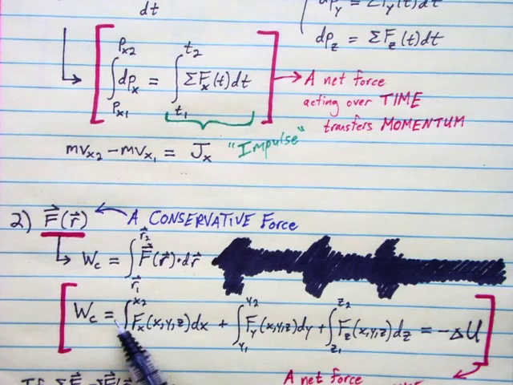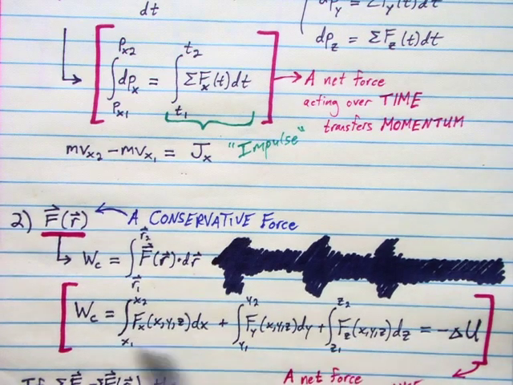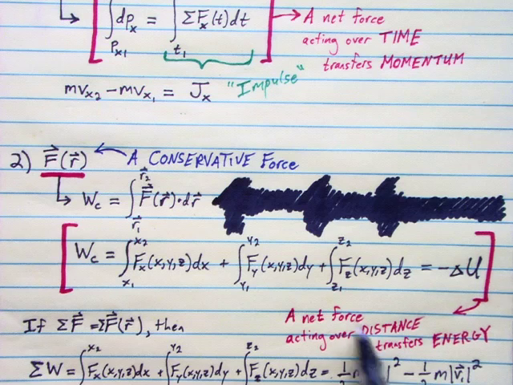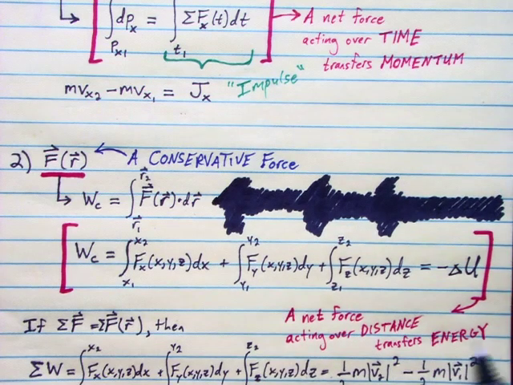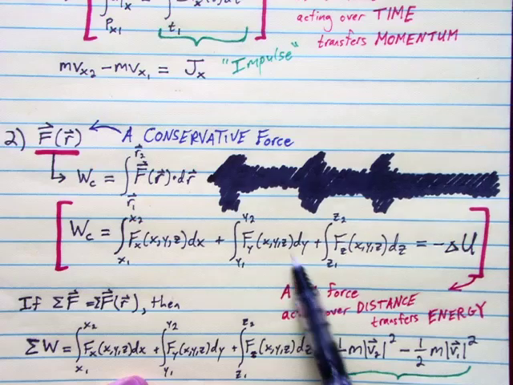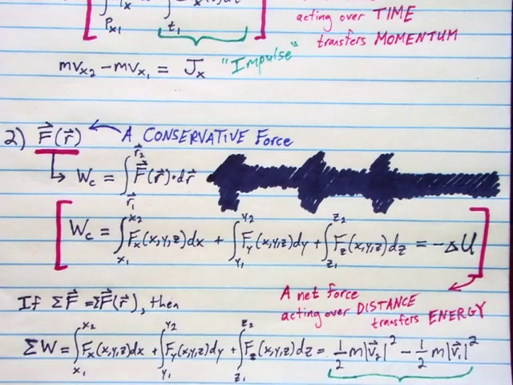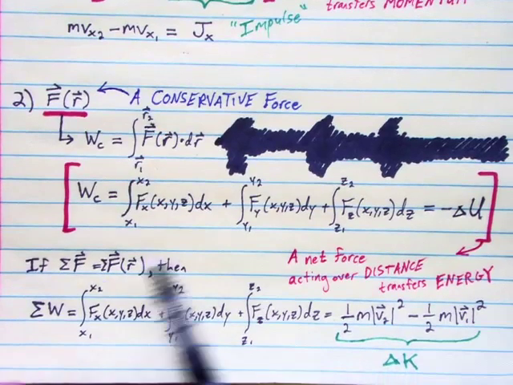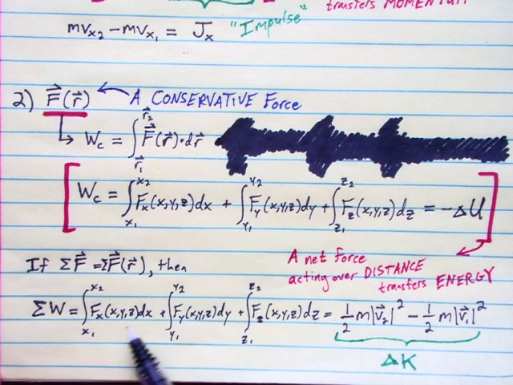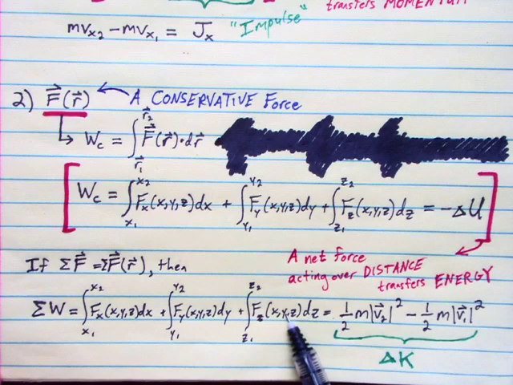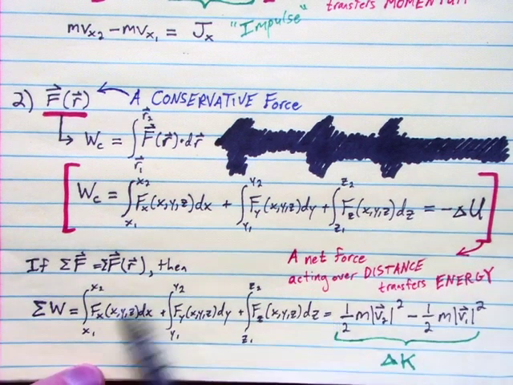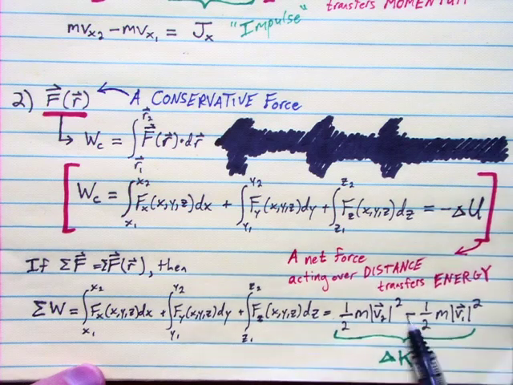And this whole work here is equal to the opposite of the change in the corresponding potential energy, reminding us that a force acting over a distance transfers energy. So here, force acting over time transfers momentum. Here, force acting over distance transfers energy. Moreover, if the net force acting on an object is a function of position only, then the net work is given by the sum of those three integrals. And by our work-energy theorem, that would be equal to delta K. So we can set this integral here equal to the final kinetic energy minus initial kinetic energy.